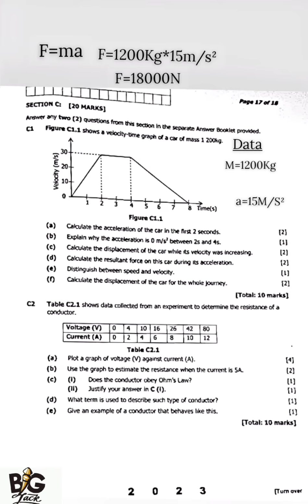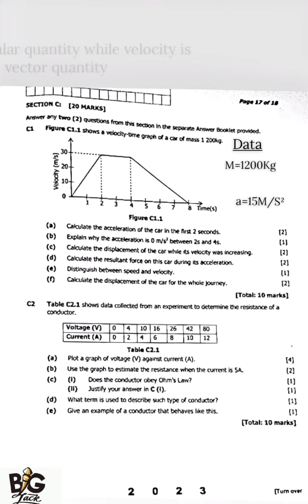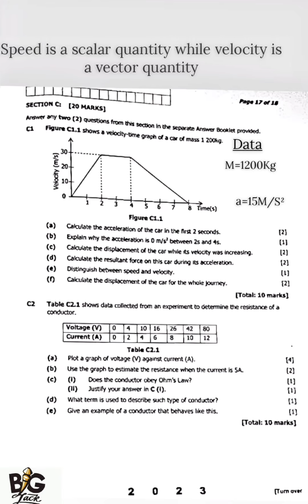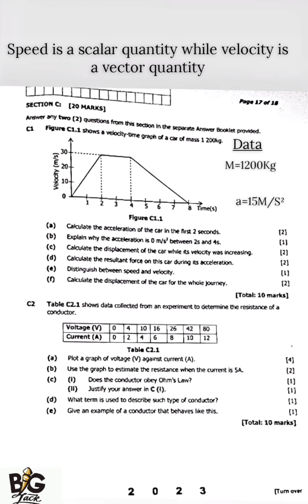reads, distinguish between speed and velocity. There is a difference between speed and velocity. Speed is a scalar quantity while velocity is a vector quantity. The last one on this part is question F, calculate the displacement of the car for the whole journey.